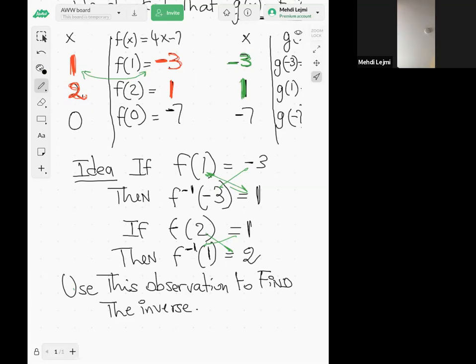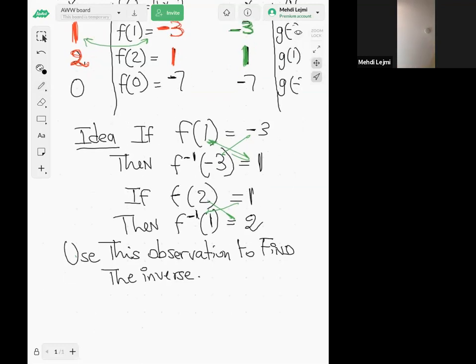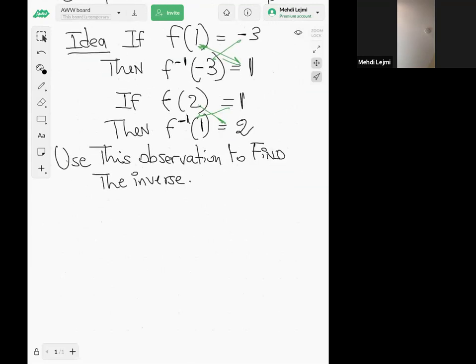Again, guys, the idea is if f of 4 is 5, then f inverse of 5 would be 4. Or if f of 0 is 100, then f inverse of 100 is 0. So you see, you interchange the input with the output. So now the question is, how do we find the inverse? How do we use this observation to find the inverse?